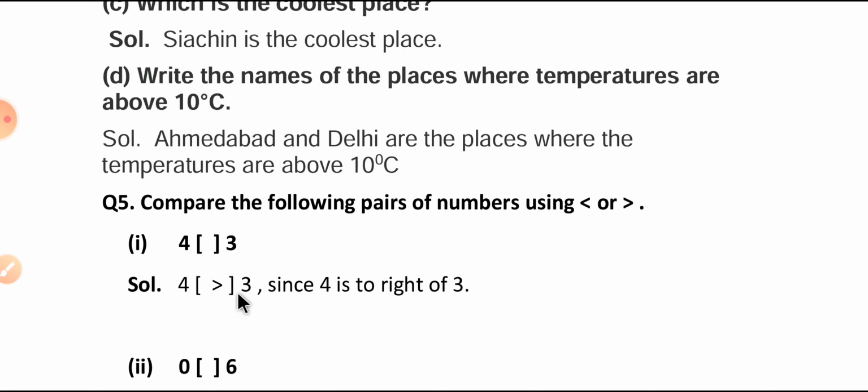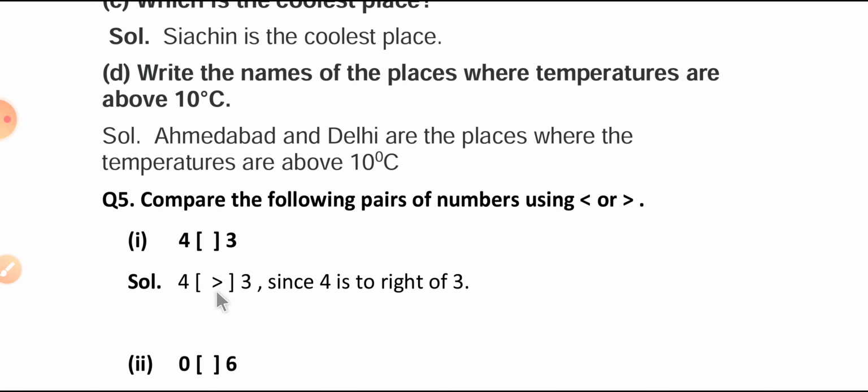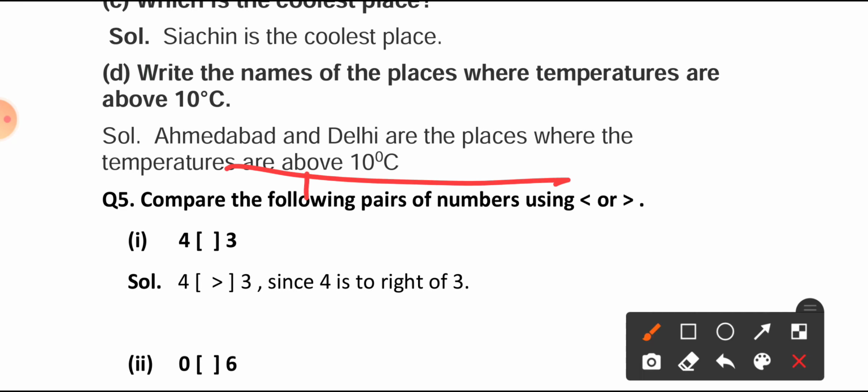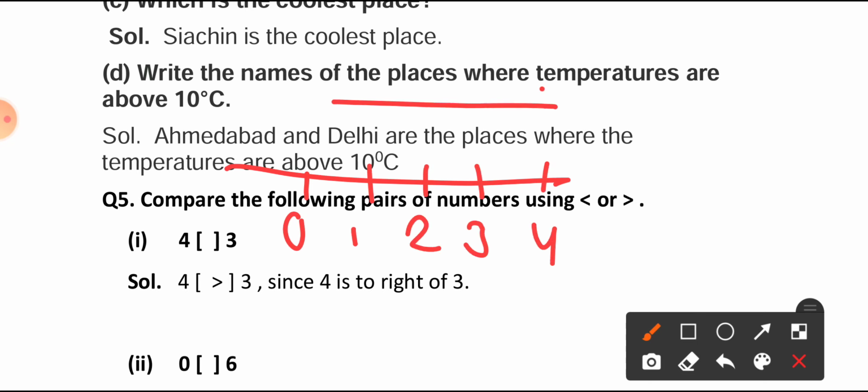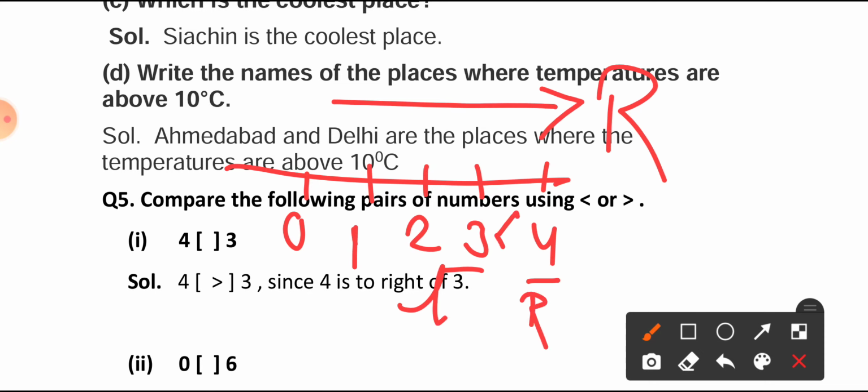So which one is greater here? 4, since 4 is to the right of 3. Again, you can compare using the number line also. So 0, 1, 2, 3, 4. We know that as we go to the right-hand side, the value of the number increases. It means here 4 will come after 3, and 3 is on the left-hand side, 4 is on the right-hand side. So which one is greater here? The right-hand side value. So you can say that 4 is greater than 3.